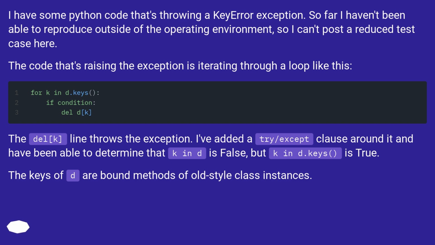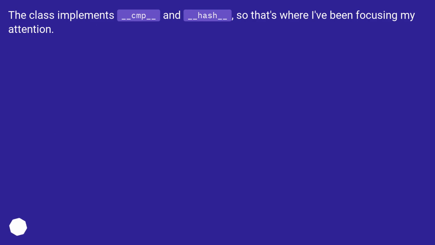The del d[k] line throws the exception. I've added a try/except clause around it and have been able to determine that "k and d" is false, but "k and d.keys" is true. The keys of d are bound methods of old-style class instances. The class implements __cmp__ and __hash__, so that's where I've been focusing my attention.